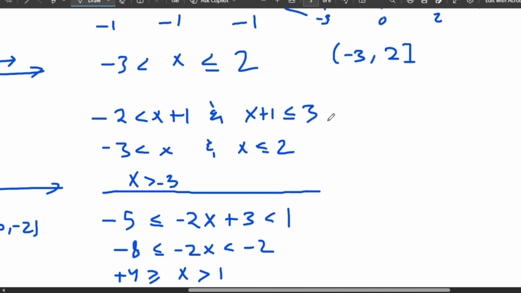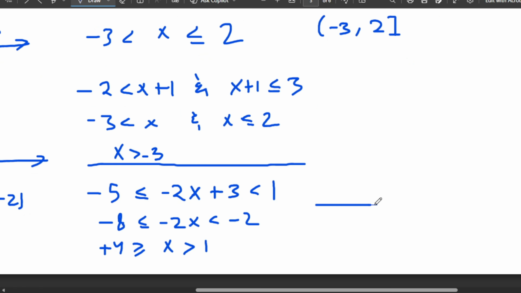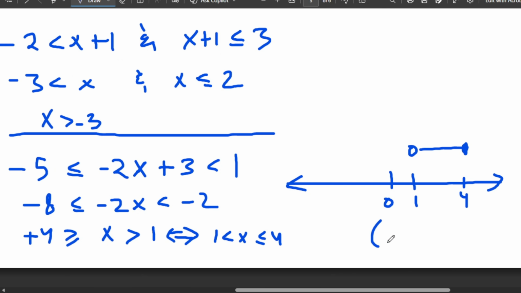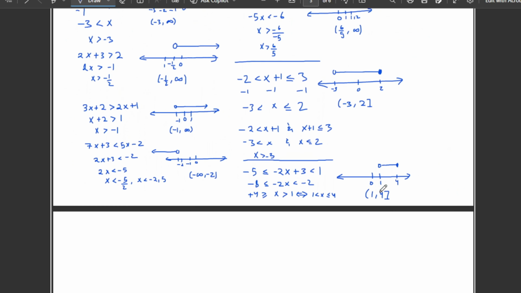So if we plot this on the number line, x must be less than or equal to 4. So this is equivalent to 1 is less than x and x is less than or equal to 4. So we have 1 here and 4 here. We have an open circle at 1 and a closed circle at 4. Our interval notation would be 1 and 4 with a closed bracket. Okay.